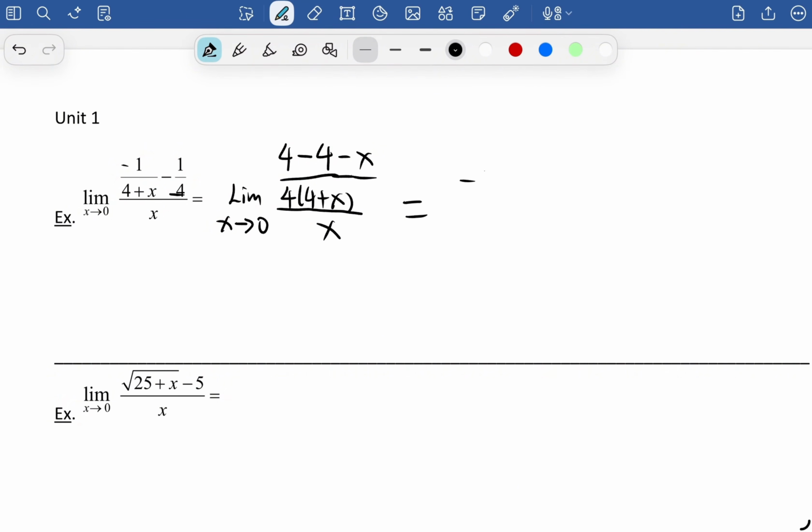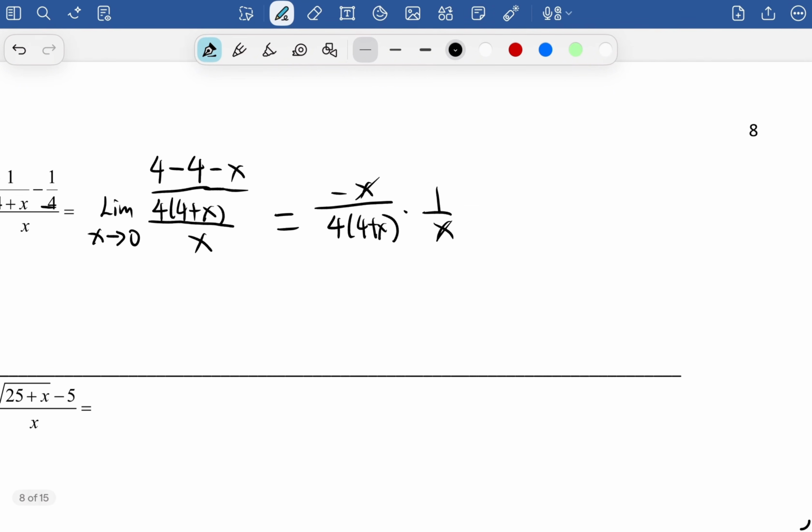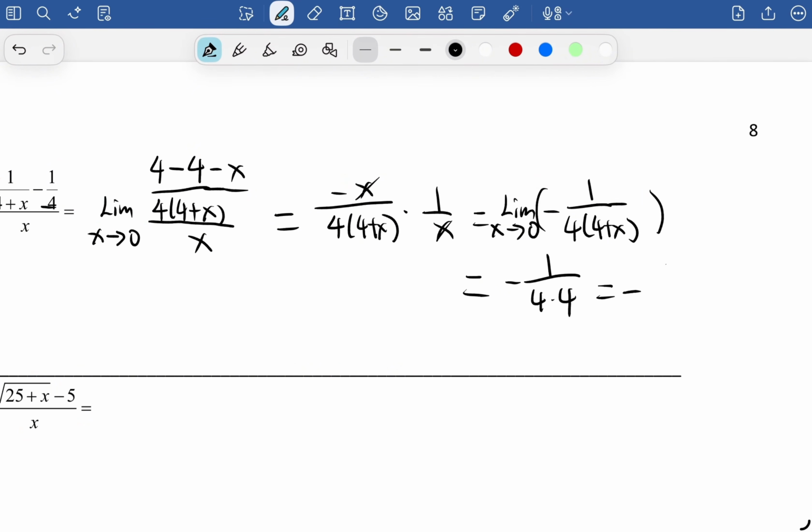We get negative x over 4 times 4 plus x, times 1 over x. X cancels out. We are getting, as x approaches 0, negative 1 over 4 times 4 plus x. We can just plug x equals 0 in. We get negative 1 over 4 times 4. It's basically negative 1 over 16.